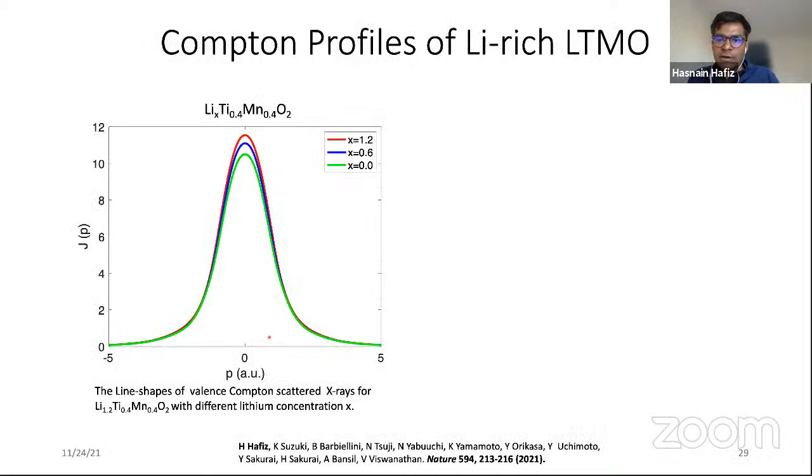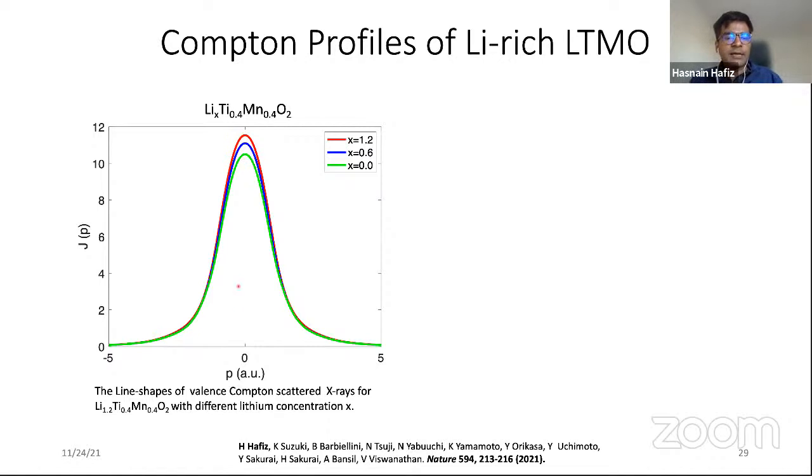Here shows the calculated Compton profiles for LTMO with different lithium concentrations. What exactly it means, I have been talking about this, but here the Compton profile is on the y-axis, and the x-axis is the momentum. So this distribution gives you the momentum distribution of all the electrons below the Fermi level. And you can see that as we increase the lithium concentration, we see some increase at the peak.